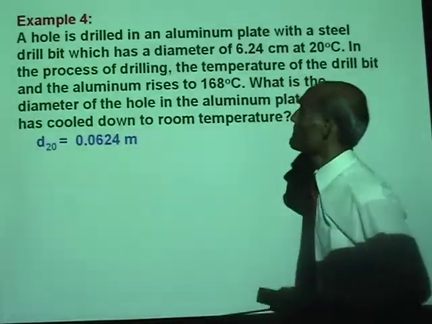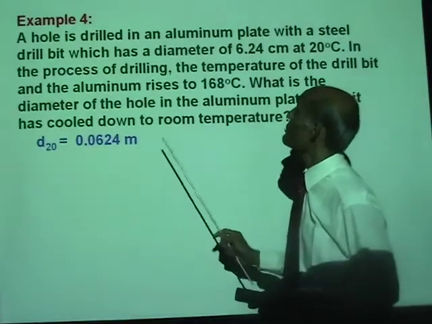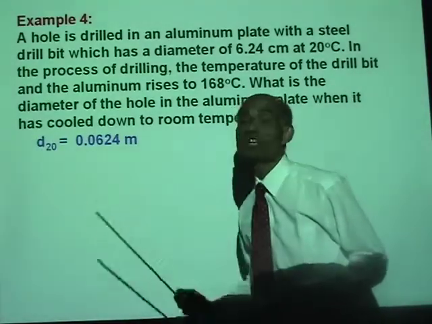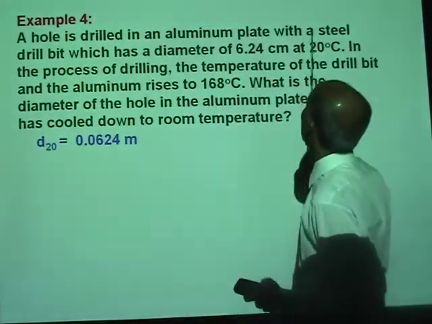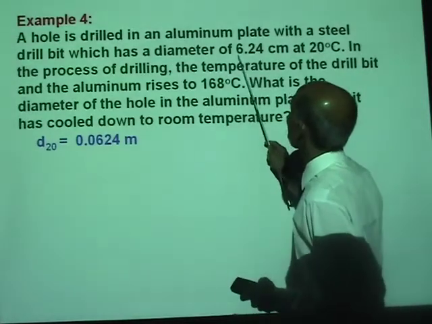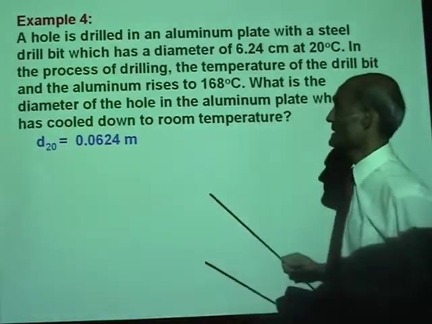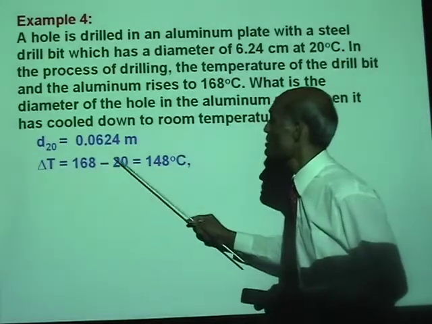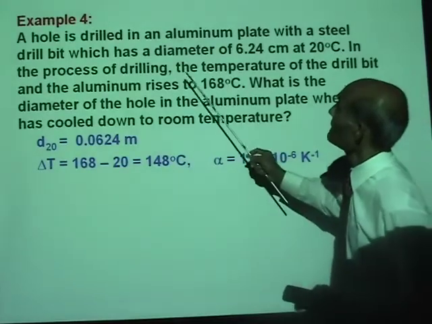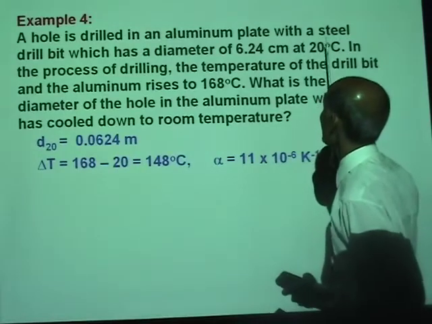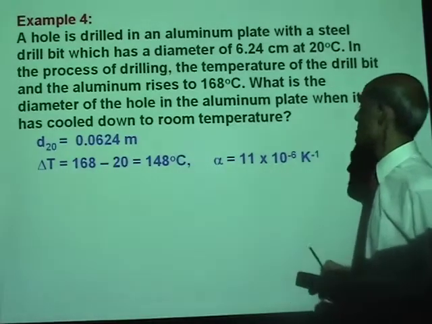Well, we know the diameter of the aluminum at 20 degrees Celsius. I used that D for diameter. Remember, diameter is the length. So the diameter of the drill bit is 6.24 centimeter, which is 0.0624 meter. The change in temperature is 168 minus 20, 148 degrees Celsius. And alpha for steel, is that right? We need the alpha for steel, which is 11 times 10 to the negative 6 per Kelvin.